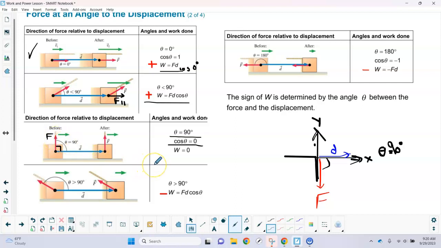That's a really easy way to identify forces that aren't doing work and maybe eliminate them. If you see that the force and the displacement are perpendicular, then you don't have to worry about calculating that amount of work.